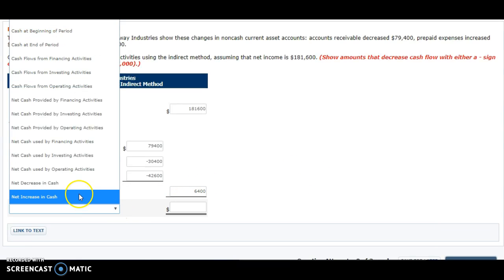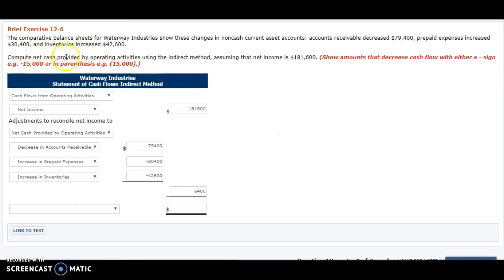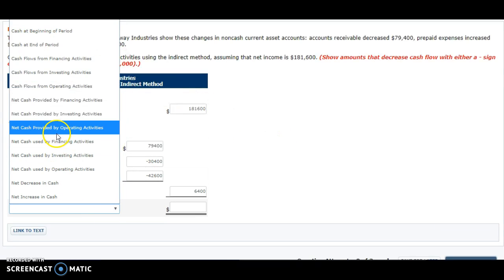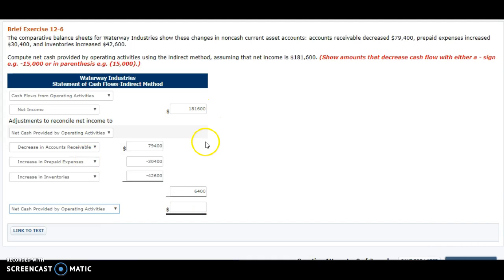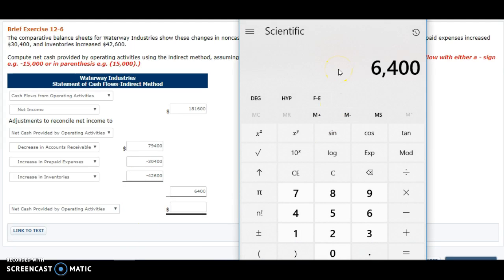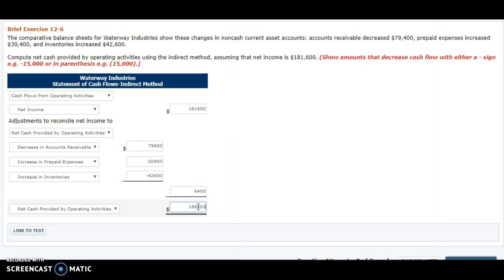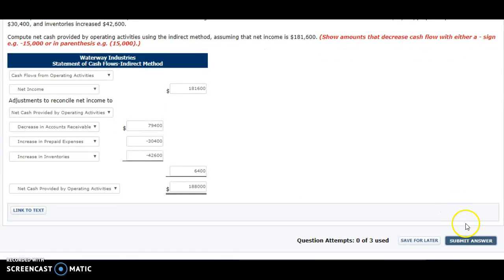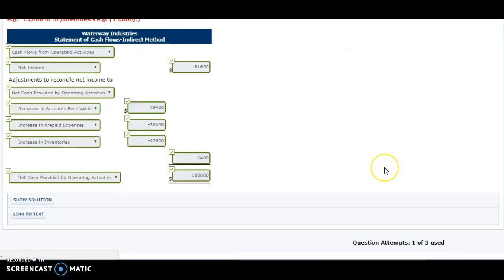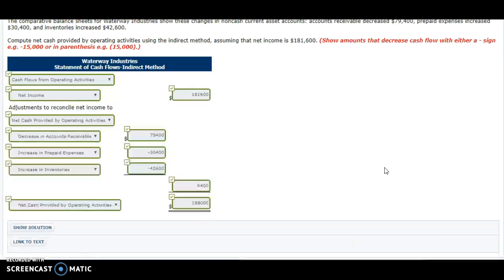change. So here we're looking for the net cash provided by operating activities. Now we're going to add the net income and the value that we got from the adjustment. So that is 6,400 plus 181,600, and we get $188,000. Submit the answer, and it's correct.